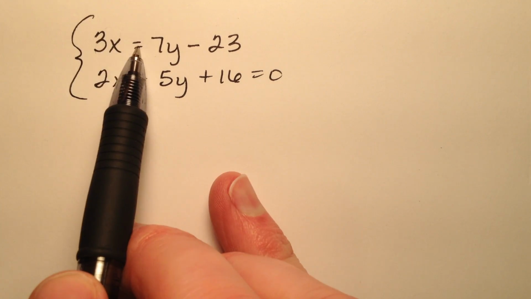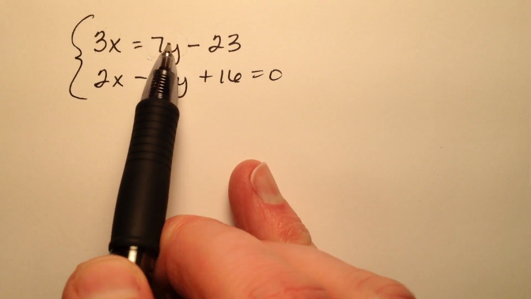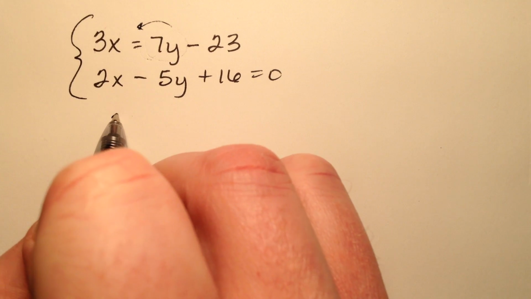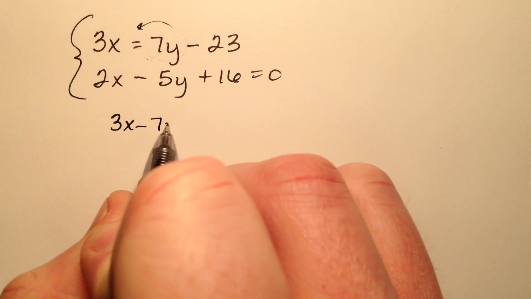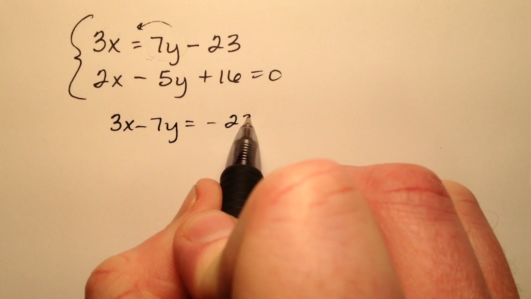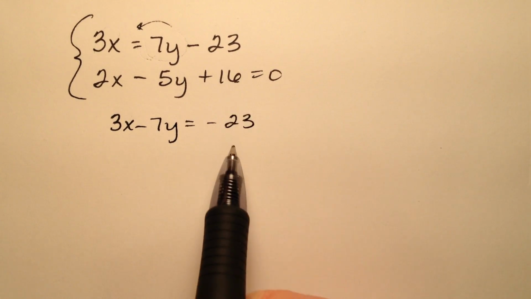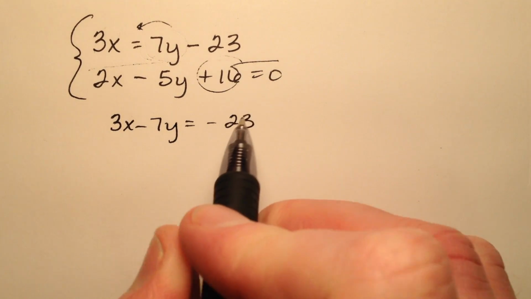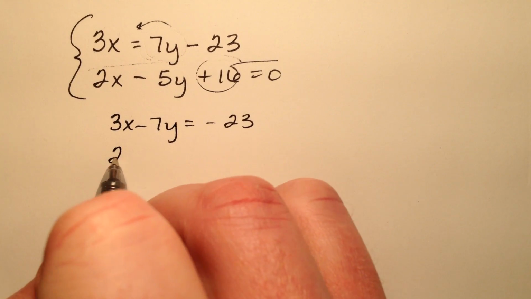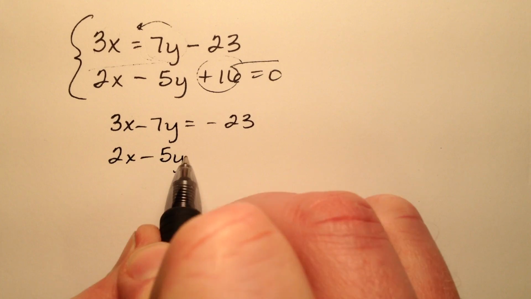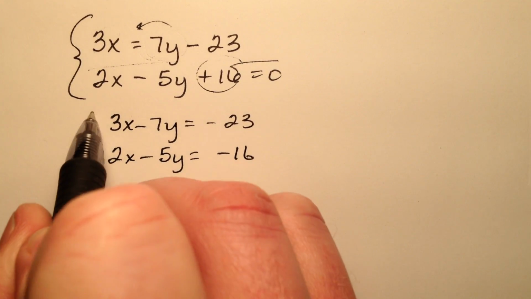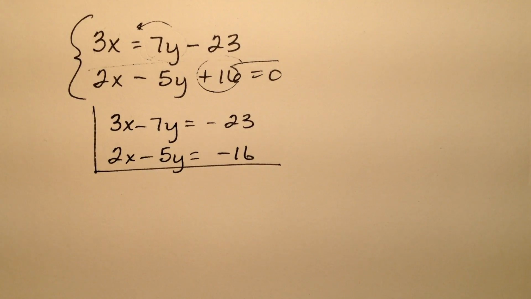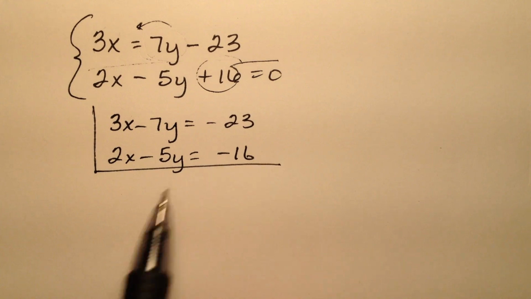So I have 3x equals, so this 7y needs to come over. So it'll end up being a negative 7y, and that will equal our negative 23 that's already on the right side. And in the second equation, this positive 16 needs to go over to the right side. And it'll do so, and it'll be a negative 16. Okay, so now we're ready for our elimination process.